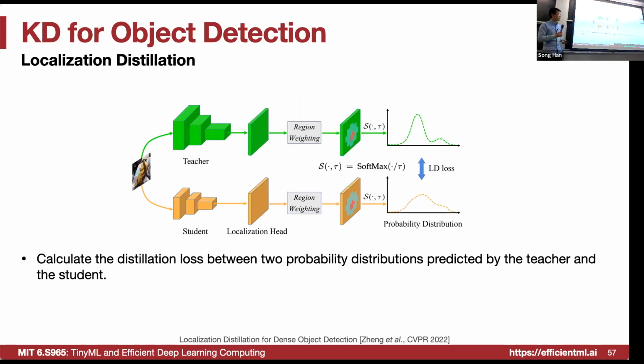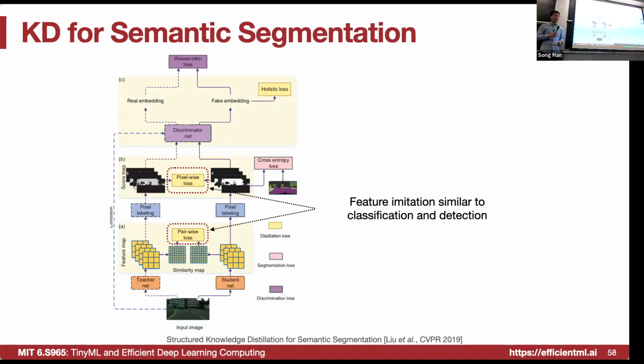All right, so that's how we convert the regression problem into a classification problem. So we can try to match the probability distribution among different classes, and try to reduce this distillation loss. Okay, so that's something special for object detection.